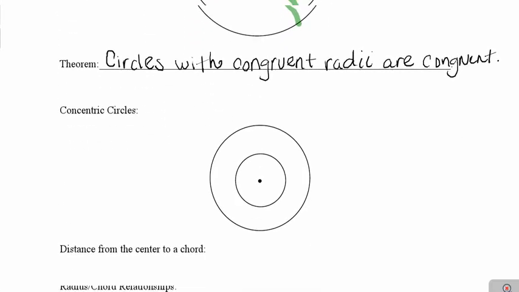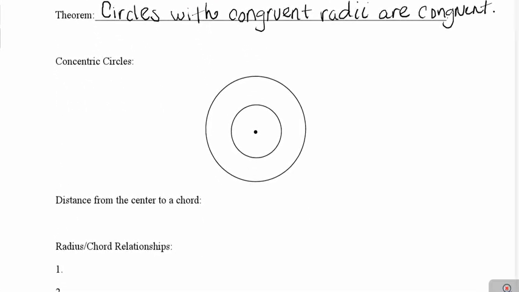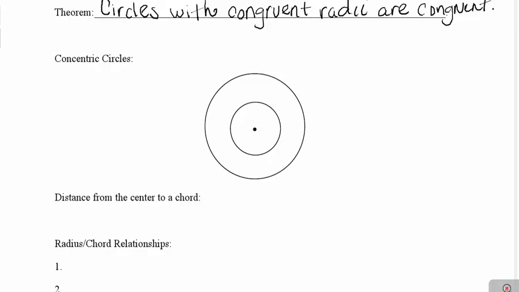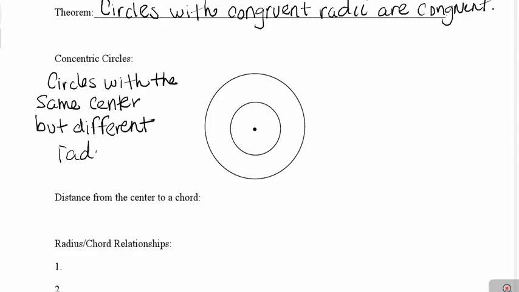Concentric circles, now this is a new vocabulary word, and if you look at the diagram below, that's an example of concentric circles. So what are concentric circles? They are circles with the same center point but different radii. So that's your definition of concentric circles.